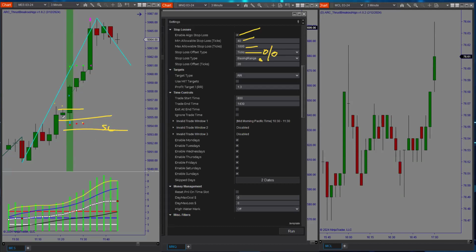If you do ticks, it's going to take the low of this and it's going to add however many ticks you tell it to. That's one way to do it. The other way is percent. If you tell it to add 20% of the base range, it's going to add 20% of the base range. Okay, so those are your options in terms of the base.